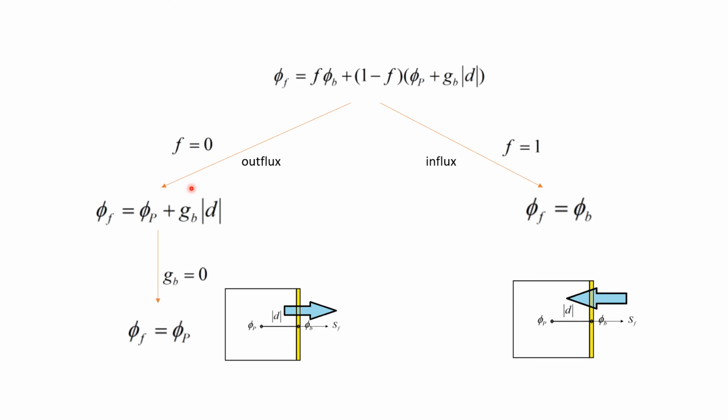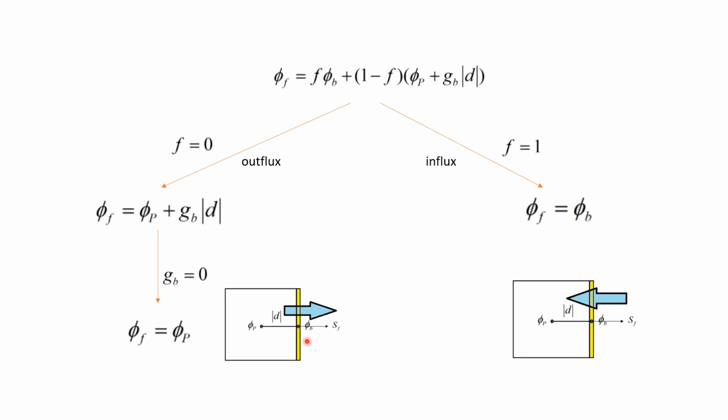So when there is an outflux, we also know we have already set the gradient as 0. So when f is 0 and gb is 0, this whole equation will finally turn out to be this equation only. That is phi f is equal to phi p. So whenever the flux is moving outside the domain, the value at the face would be equal to the value at the center.